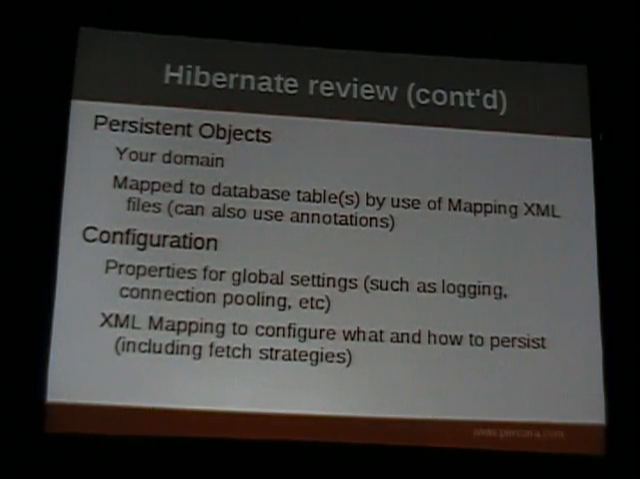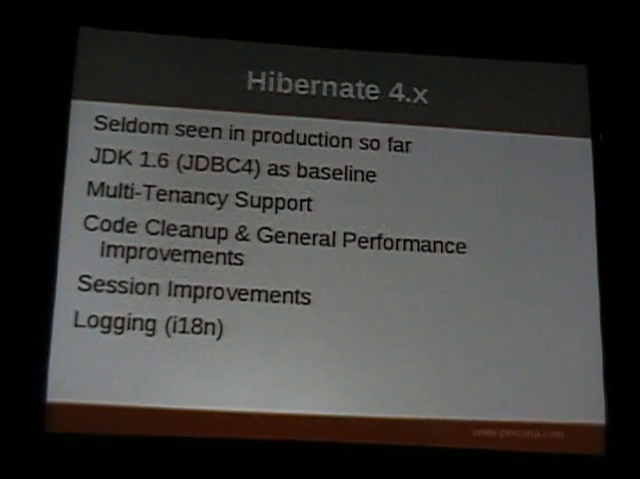Configuration is divided into properties for general configuration, connection, connection pooling, logging, and then the XML mapping does two things. It first indicates how your objects translate to the database and also hints Hibernate on how to fetch, to retrieve the data from the database. There's more than one strategy to do that, and we're going to be reviewing that. That is also declared in the mapping files.